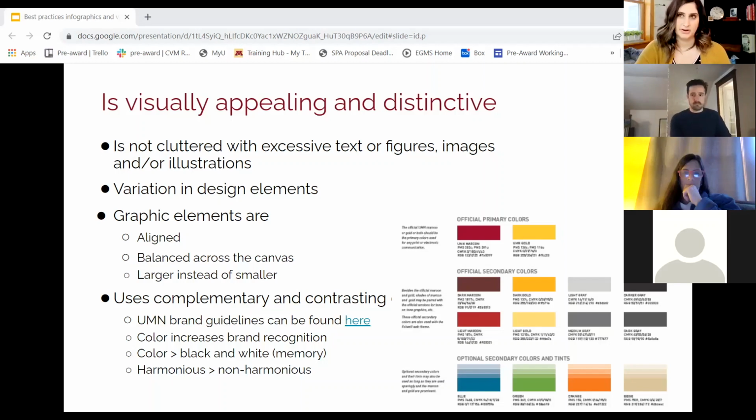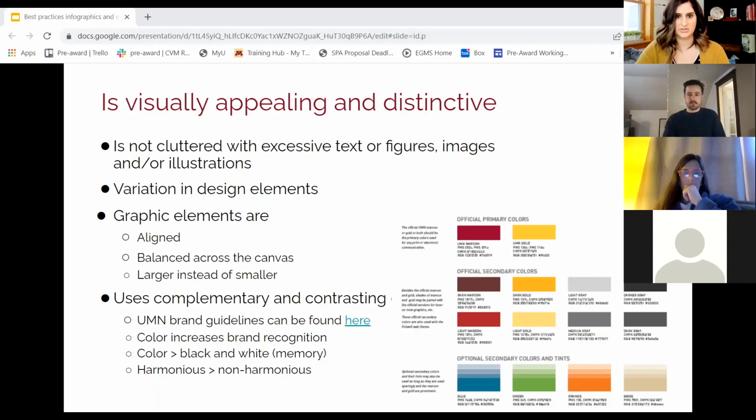But I don't want to see an infographic that only has graphs. I don't want to see an infographic that only has pictures. I want to see maybe there's a graph, maybe there's a picture, maybe there's a pictogram, maybe there's large numbers that are supposed to signify a research finding. There needs to be some variety. Graphic elements should be aligned, make sure that everything is lining up. It looks sloppy if things are kind of lined up, but not really.